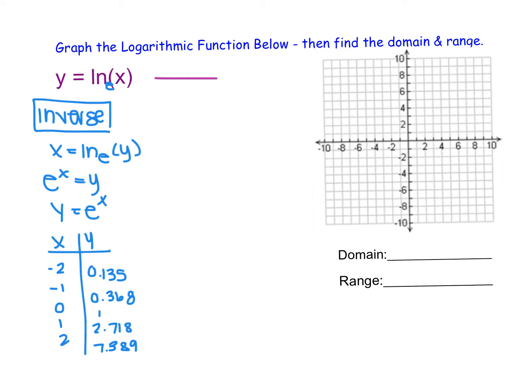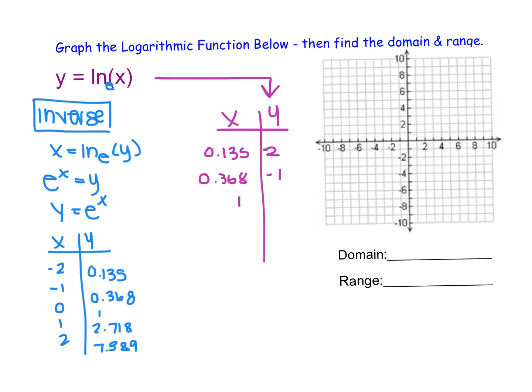And then we can create a table for our natural log function by just flipping those around. So here we have 0.135 and -2, 0.368 and -1, 1 and 0, 2.718 and 1, 7.389 and 2. So now if I start to plot these, so -2 and then x is a really tiny number.